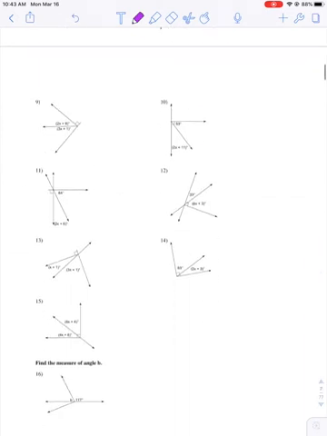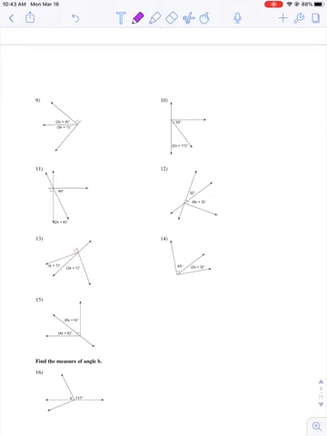All right, hopefully you're ready to move on. On the next page, everything is very similar. It looks like it's mostly complementary angles up until problem 16. So go ahead and do any of the ones from the top of the page that you're supposed to do. Pause the video, come back when you're ready to move on.